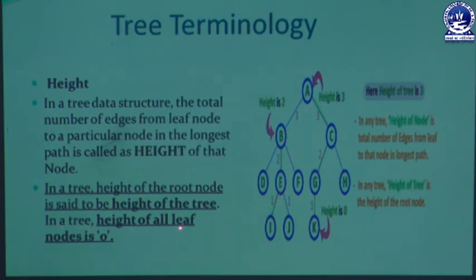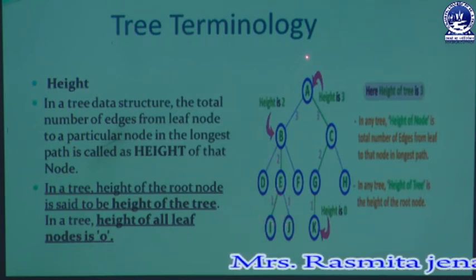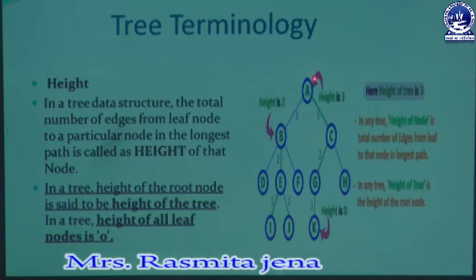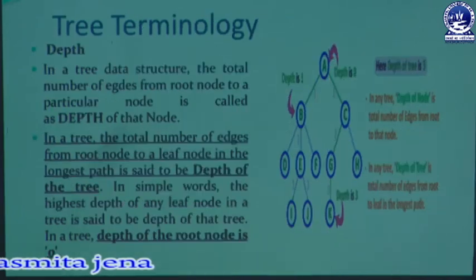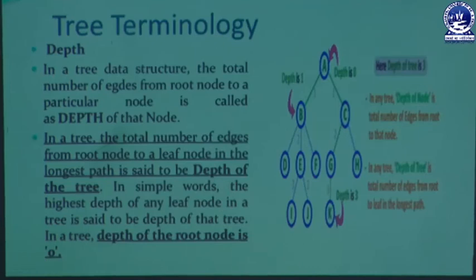In a tree, the height of all leaf nodes is 0, and as we gradually move from bottom to top, the height is incremented one by one. Then next we have to know about the depth of the tree. Depth of the tree means, in a tree data structure, the total number of edges from the root node to a particular node is called the depth of that node.